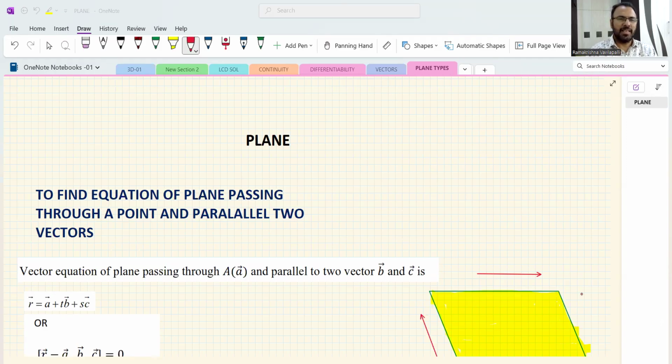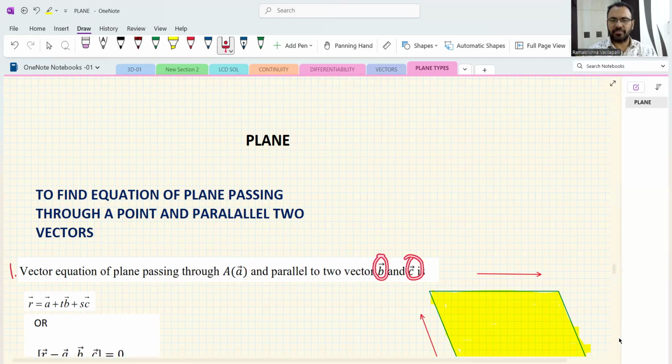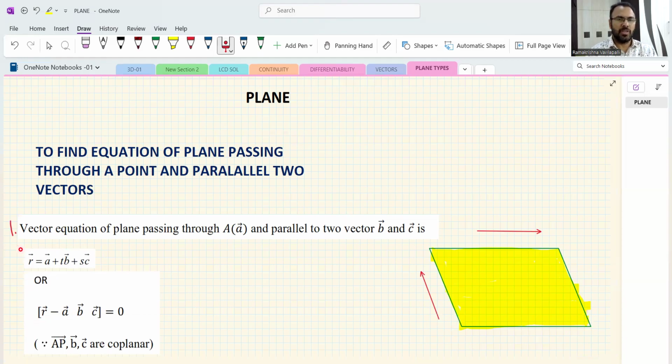Well, the vector equation of plane passing through A of A bar and parallel to two vectors B bar and C bar is given by R bar equal to T B bar plus S C bar, where T comma S are scalars, or box of R bar minus A bar, B bar, C bar equal to 0.